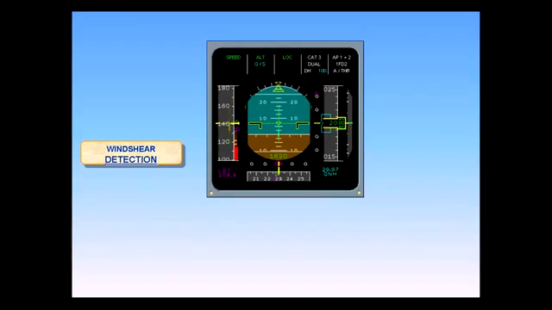Wind shear, wind shear, wind shear. If the FACs detect wind shear conditions, a red wind shear message is triggered on both PFDs, along with an oral warning, wind shear, wind shear, wind shear. Wind shear detection is available from liftoff to 1,300 feet at takeoff, and from 1,300 feet down to 50 feet during landing, provided the aircraft is in configuration 1 or higher.